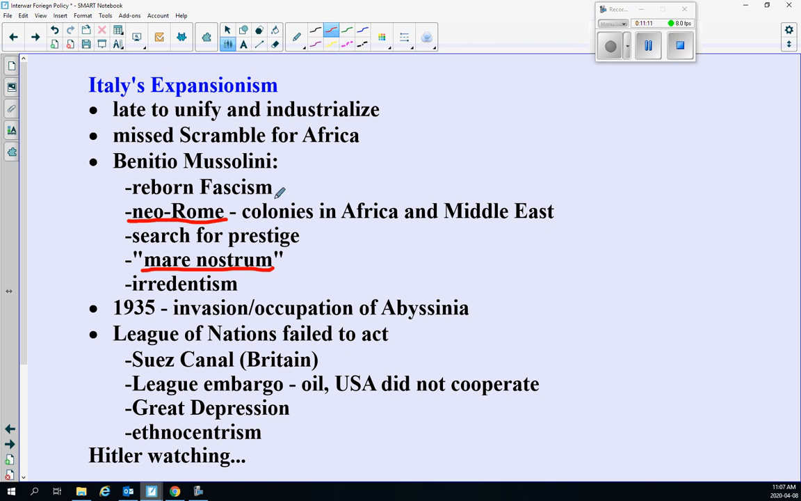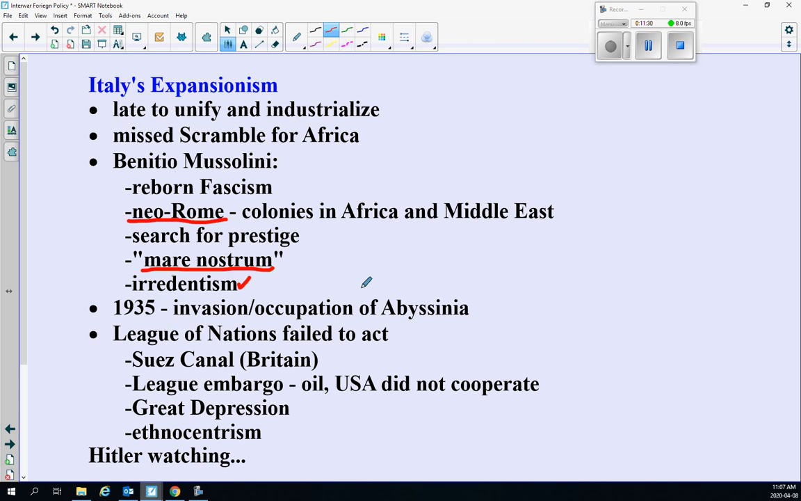He also called it irredentism, which was a policy by which he was going to return Italian speaking peoples to the Italian Empire. I'll show you on a map in a few seconds. So in 1935, he invades Abyssinia, which is what we call present-day Ethiopia.